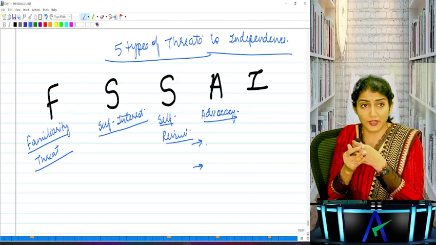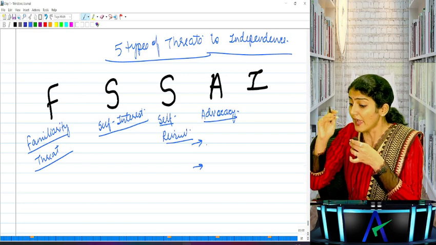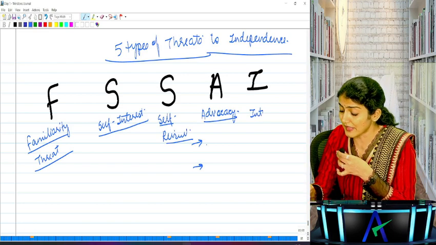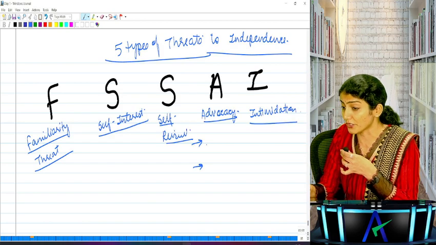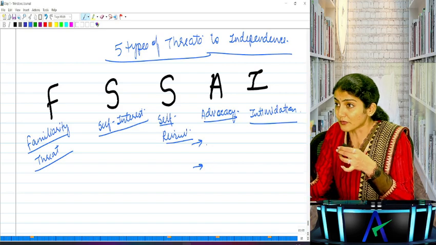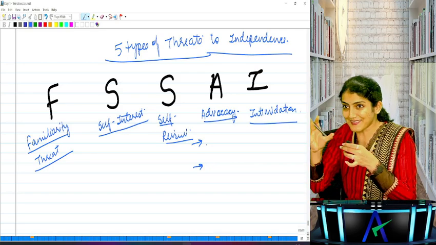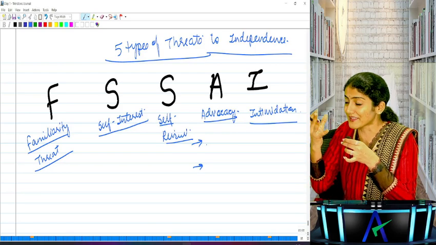Promoting the shares of the company, handling litigations on behalf of the company, that is the advocacy threat. And what is the last one? Intimidation threat, right? To intimidate someone means to threaten someone. So it's like a threatening threat. You can't write that in an exam, but I'm telling you, it's a threatening threat.